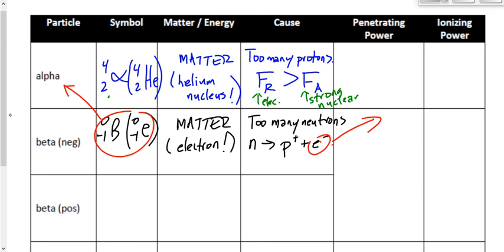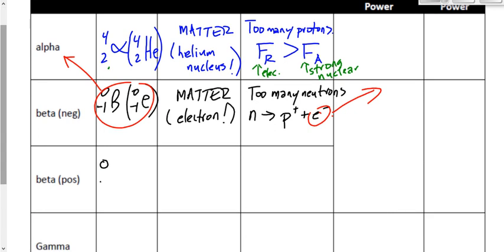Beta positive is a type of decay that produces this particle. A beta, which is kind of like a handwritten B, Greek letter beta, +1. That's not a proton, by the way. That's an electron? What is that? No, that's not matter either. That's antimatter.